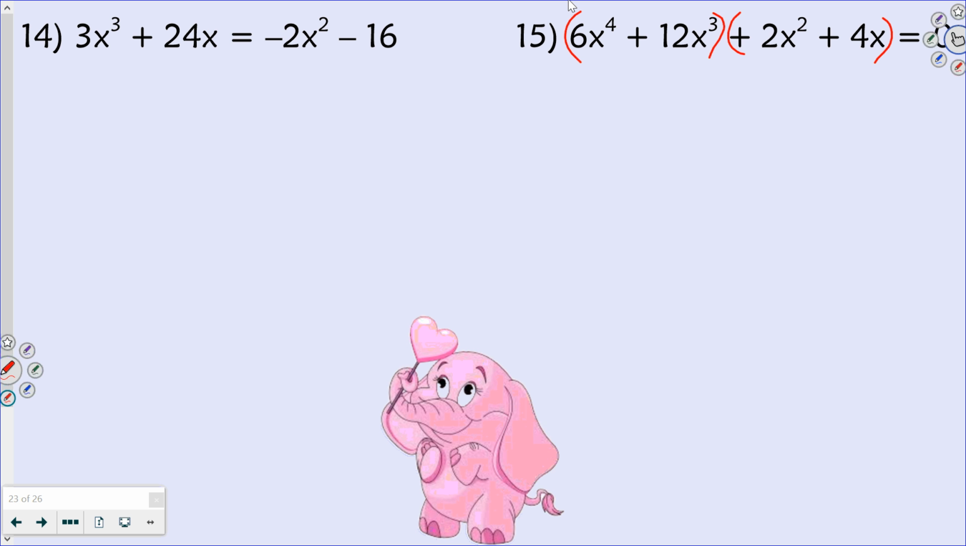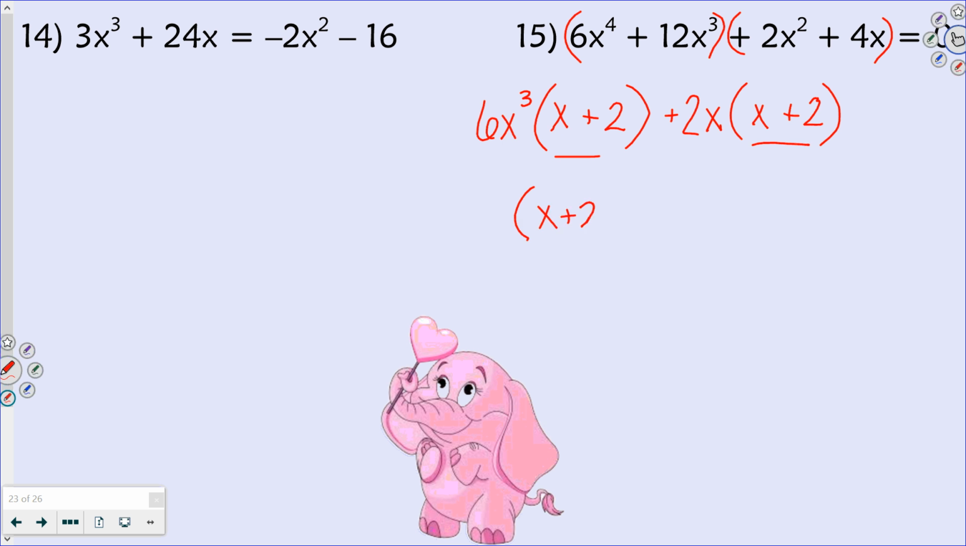GCF in the first set, good, 6x cubed. So then we're left with x plus 2. GCF in the second set, 2x. So we're left with x plus 2. Common factor is x plus 2. Leftover stuff, 6x cubed plus 2x.